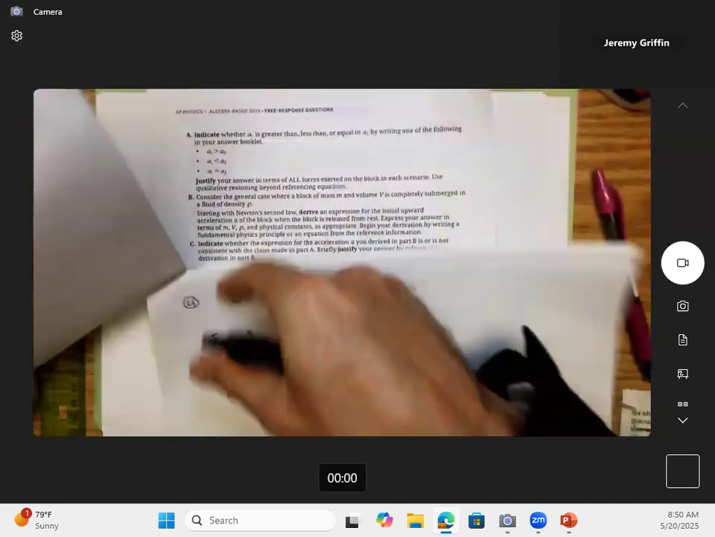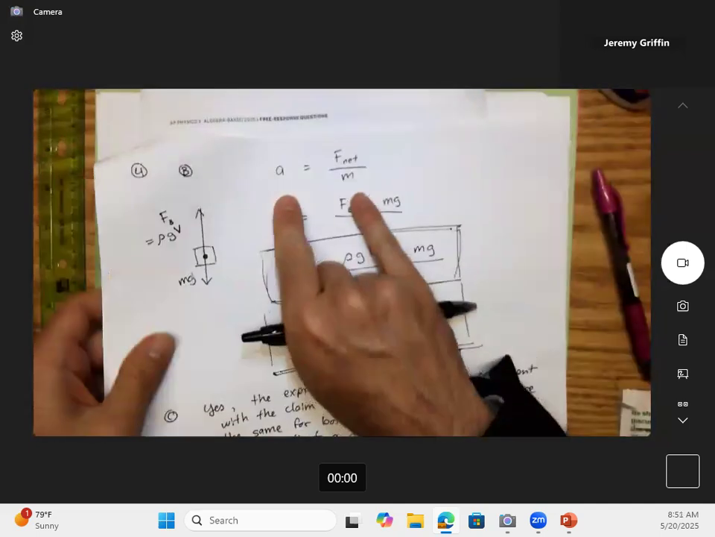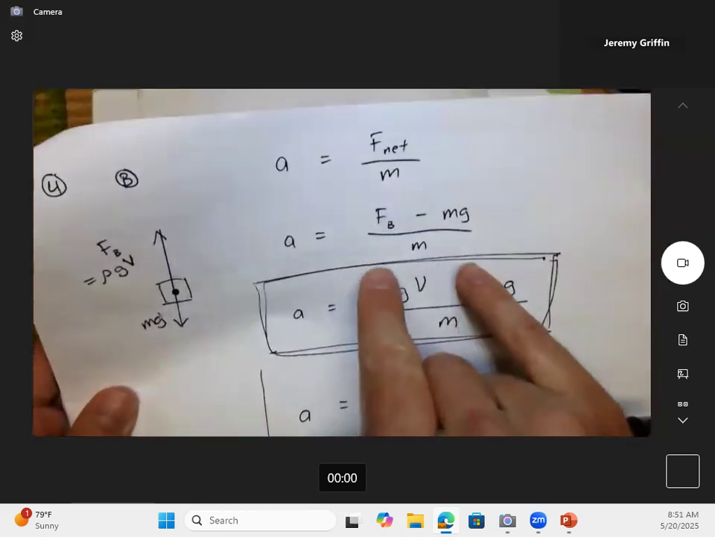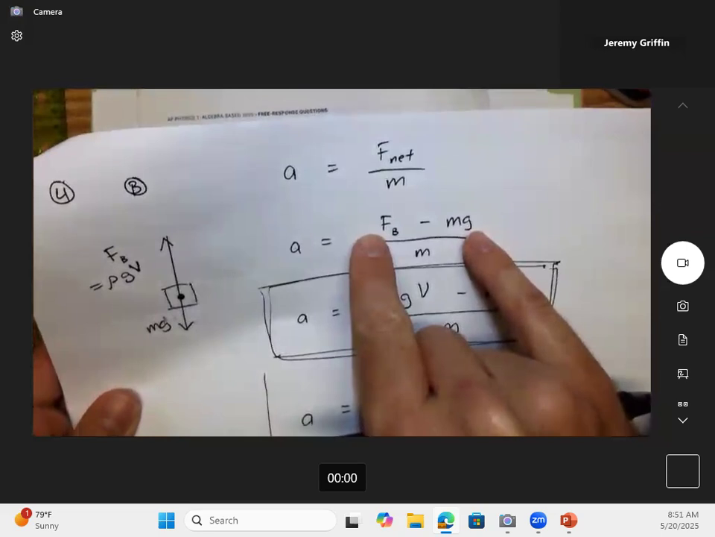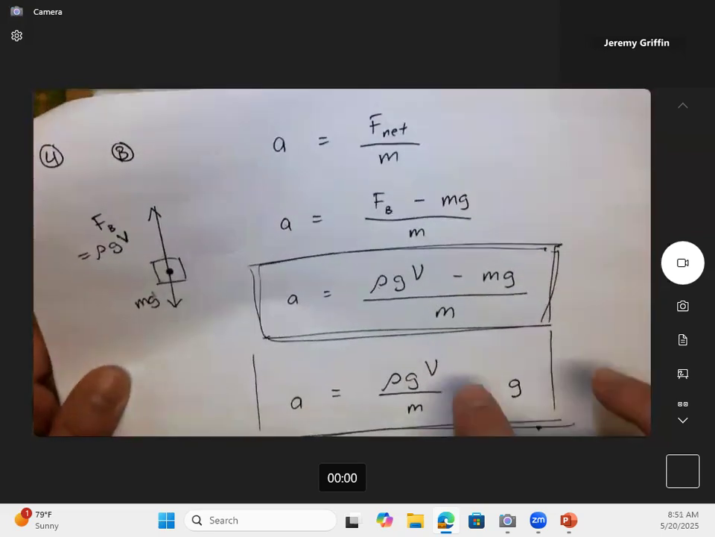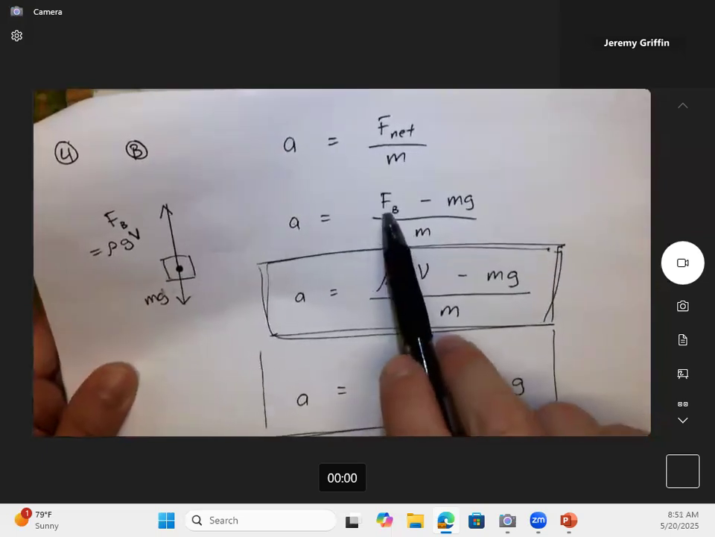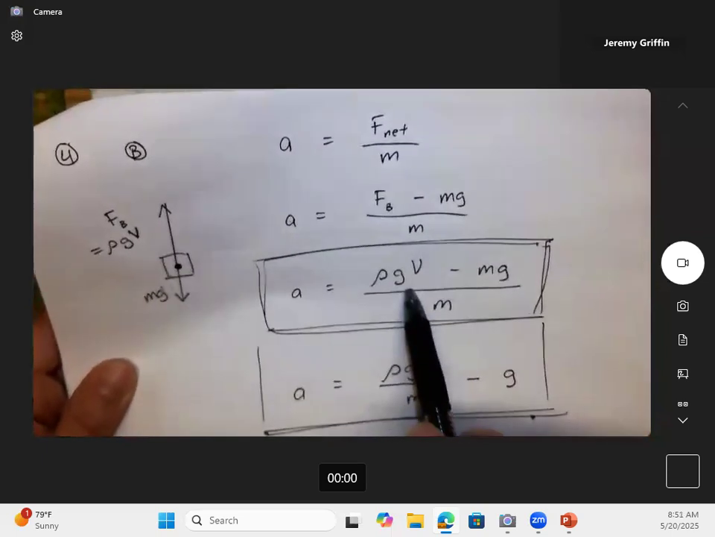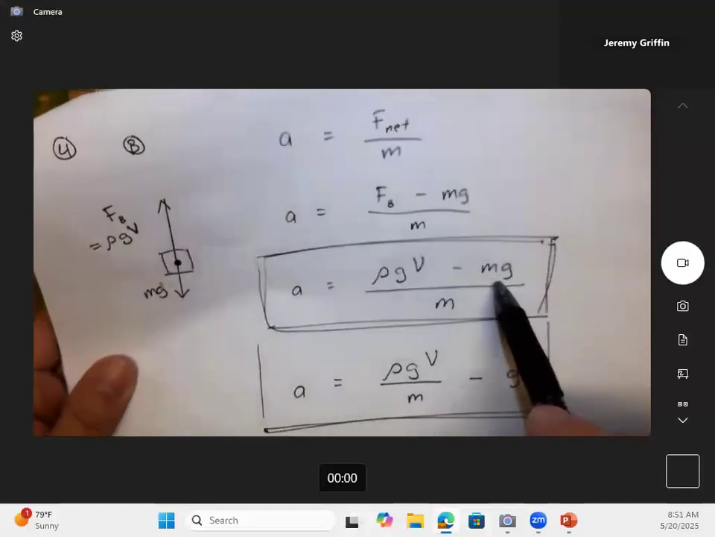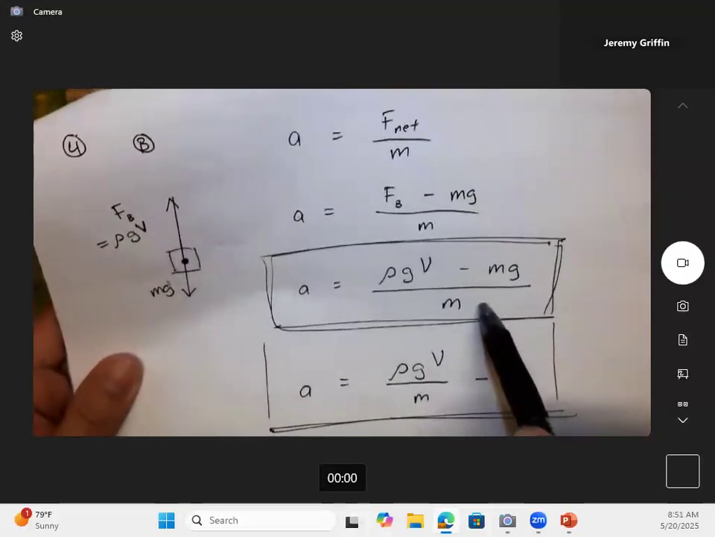So see what I came up with here. I start with Newton's second law of motion. That's the first thing I would write. Acceleration is net force over mass. Now the net force would be the buoyant force minus the weight. And remember, you want your final answer to be in terms of all those variables that they mentioned. So in place of buoyant force, I'm going to write rho g V, straight from the equation bank, but you guys know that anyway, minus mg, and then all divided by the mass of the block.